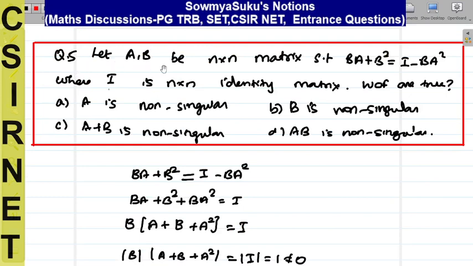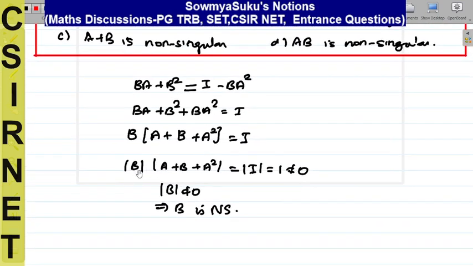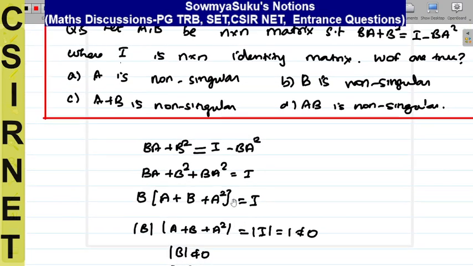Next question. Let A, B be n by n matrices such that BA plus B square equals I minus BA square, where I is the n by n identity matrix. Which of the following are true? First write the given one. Now BA plus B square plus BA square is equal to I. Take B outside, so B times (A plus B plus A square) equals I. Now take the determinant, because the question contains non-singular, so we have to take the determinant on both sides. So determinant B, determinant (A plus B plus A square) equals determinant I. The identity matrix's determinant is equal to 1, which is not equal to 0. This gives determinant B not equal to 0. That means B is non-singular. So according to this question, B is the right answer.